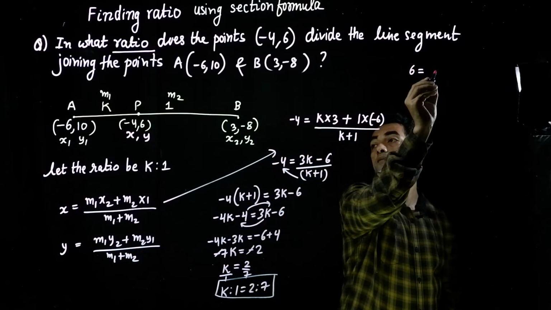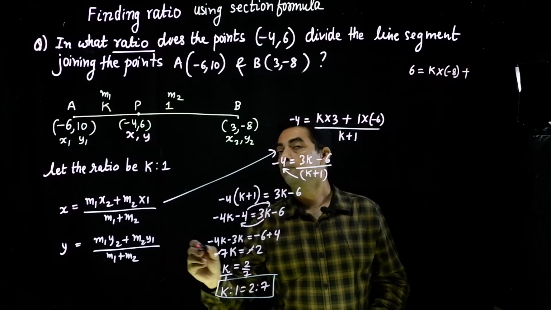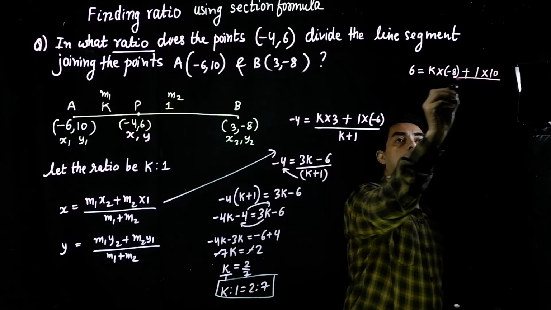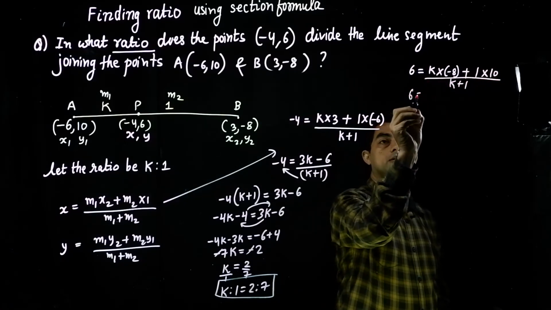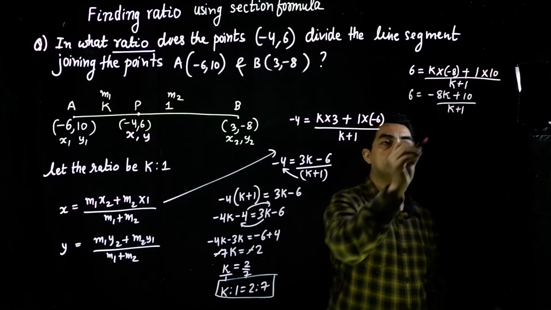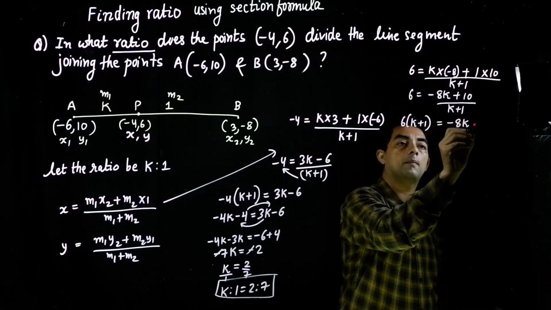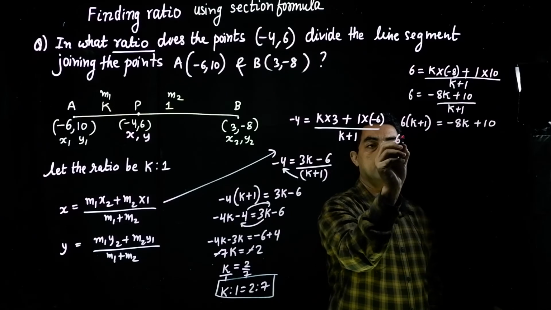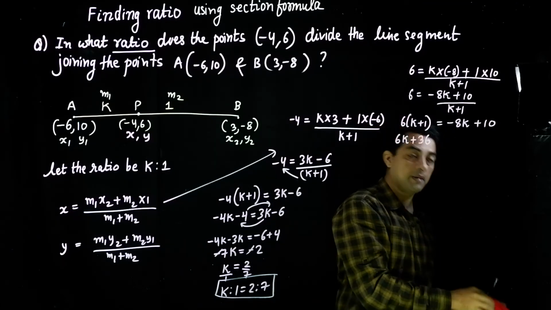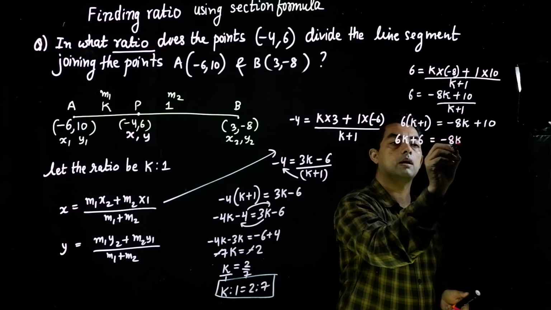m1 y2. What is m1? m1 is K, into the value of y2, which is -8, plus m2 y1. The value of m2 is 1 multiplied by y1, whose value is 10, whole divided by K + 1. So that will be 6 = (-8K + 10) divided by (K + 1). Let's take that K + 1 to the other side. It will become 6 multiplied by (K + 1) = -8K + 10. We multiply, and this will become 6K + 6. It is not 36; 6 multiplied by 1 is only 6. So it is 6K + 6 = -8K + 10.